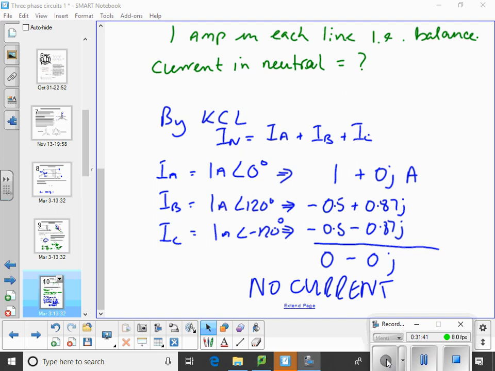We put unequal loads on. So the natural thing is to think you add them all together. That's 3 amps. But the angles mean they cancel out. Right?